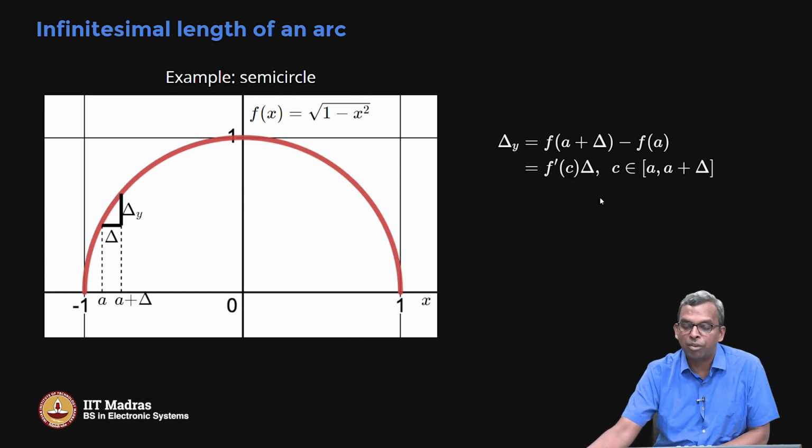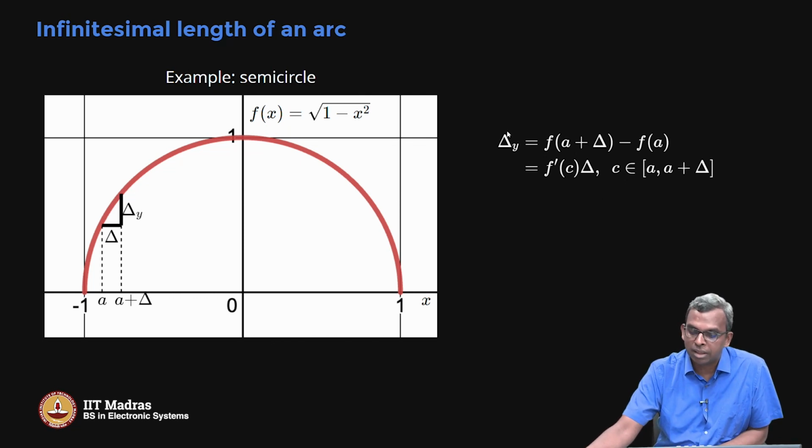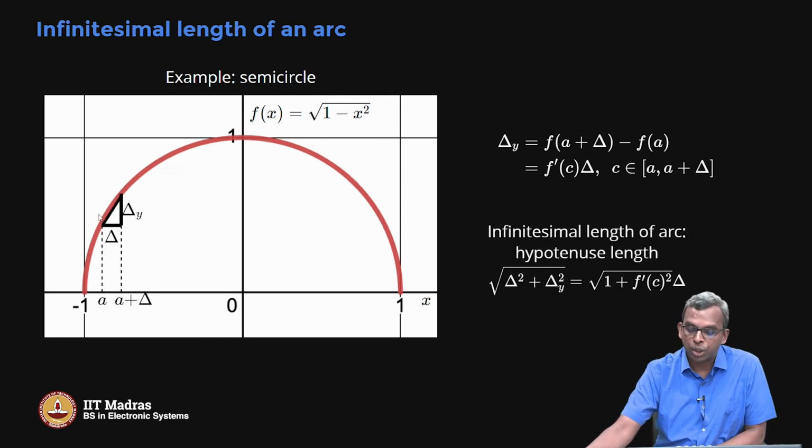Okay, so once again we have to thank the mean value theorem here to give us a very clear description of delta y. There is some point c between a and a plus delta, so that f prime of c times delta will be delta y. We know that that's true, right? So we know delta y. How do you find the hypotenuse?